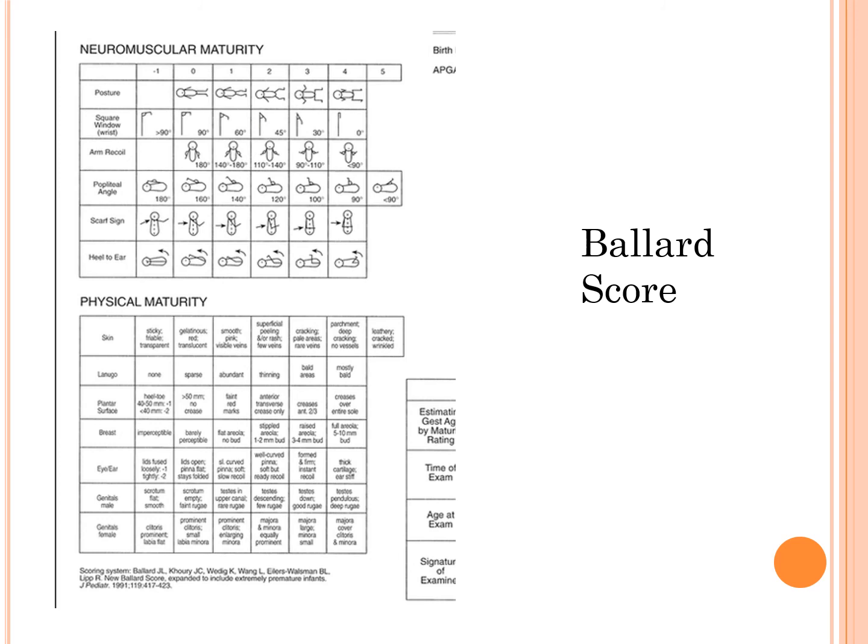Here is the Ballard score. The Dubowitz is also a part of the Ballards, and so you can actually see how you look at their posture, you look at their wrist, arm recoil, how they can angle their legs, how they hold their arms, how far over you can push their arms. So if they're more flexible, they're younger, okay?